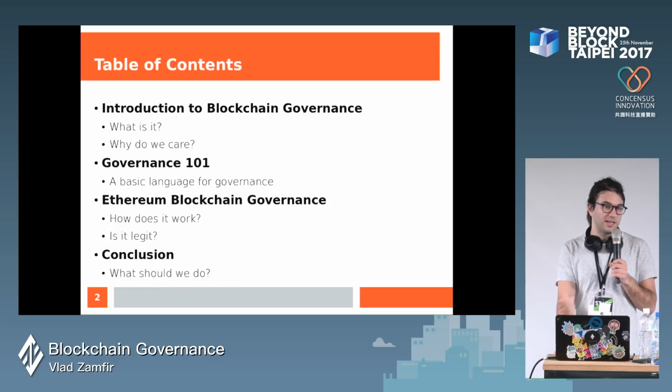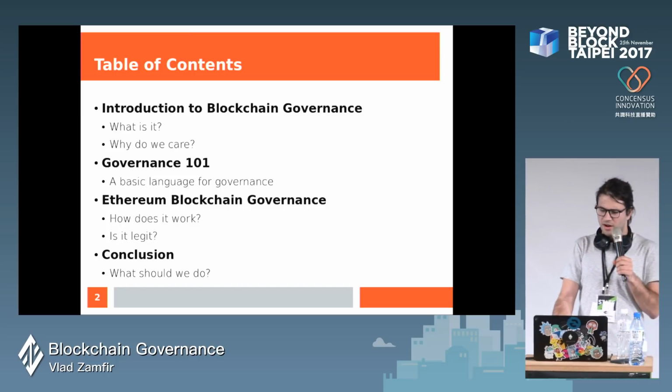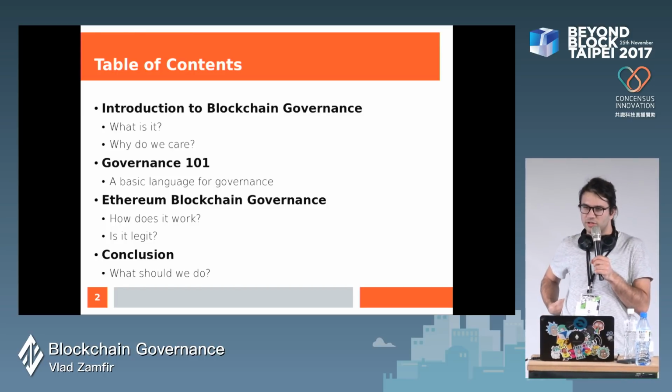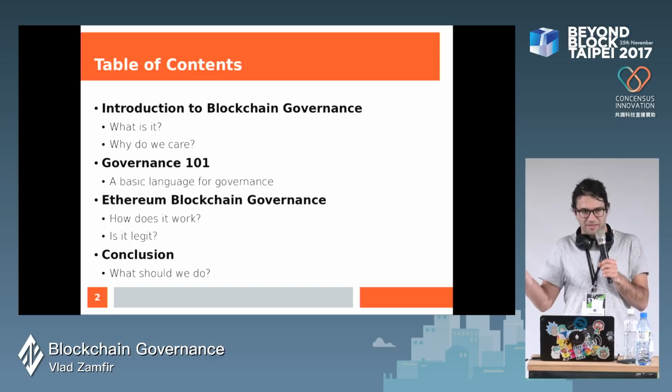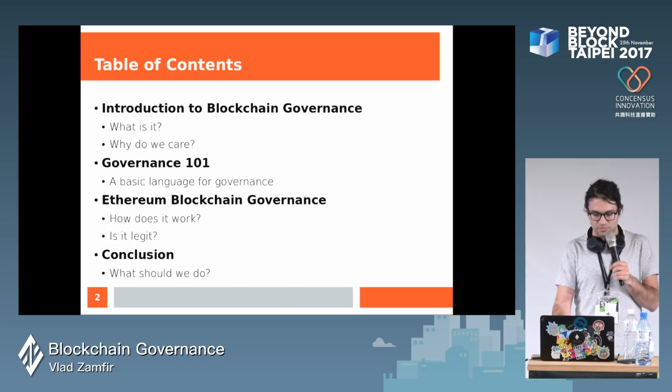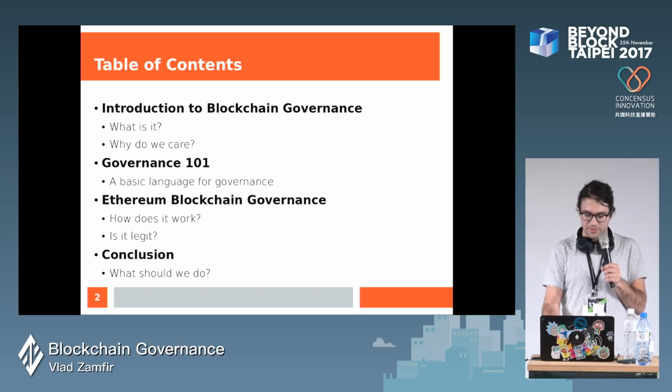So here's the table of contents of my talk. First, what is blockchain governance, and why do we care? Then I'll give a basic language for governance generally, and then to think about Ethereum governance specifically, and I'll give in detail an account of how Ethereum governance works. Then I'll talk about whether it is legitimate: is Ethereum governance something we should be happy with? And then I'm going to have a conclusion, without many recommendations, but hopefully by the end of the talk you'll understand more about governance.